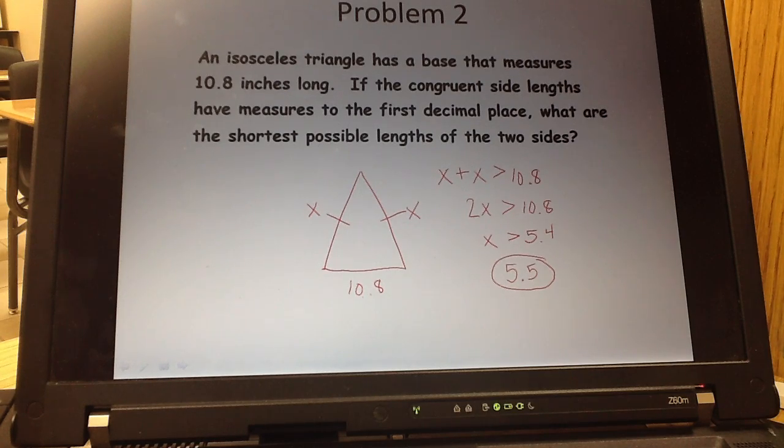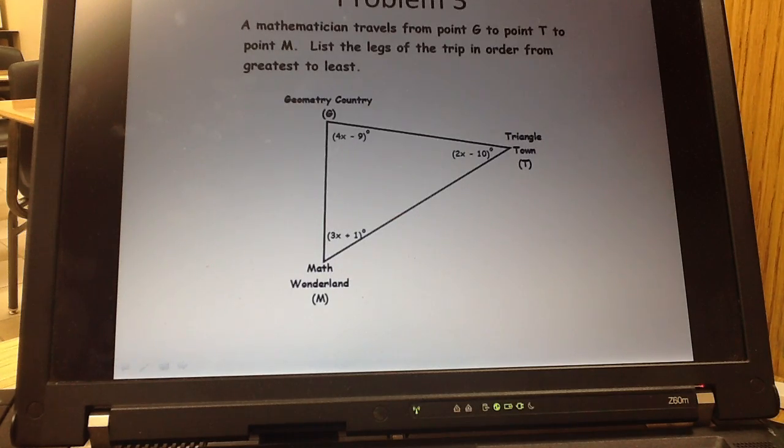Next problem, and this is the last one. This is all I had time for. It says a mathematician traveling from point G to T to M lists the legs of the trip in order from greatest to least.